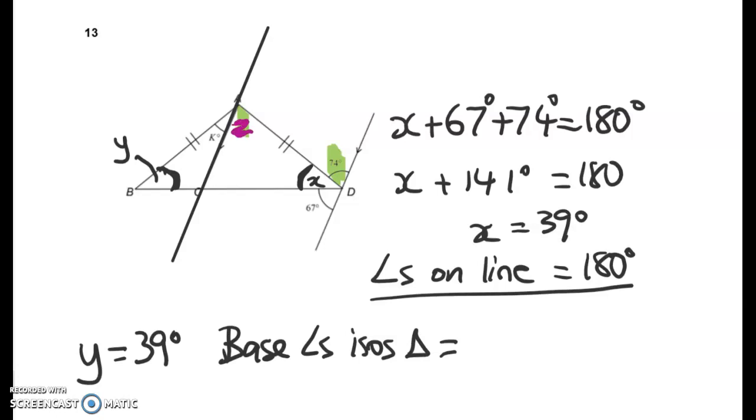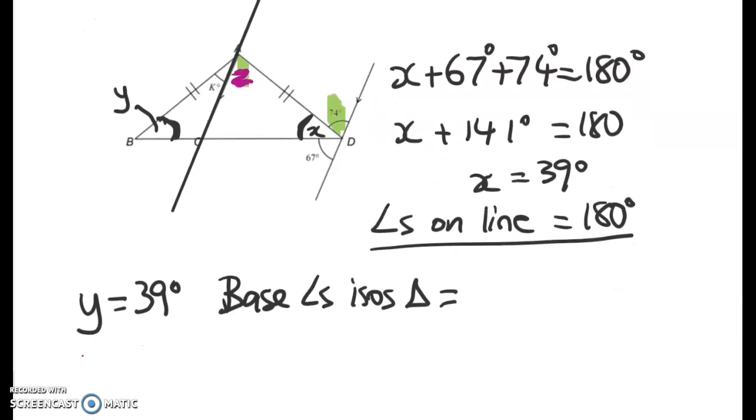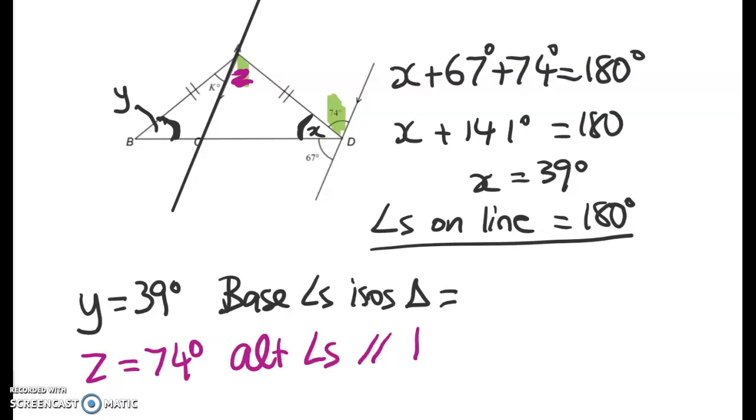It's a Z. Shaky writing. So Z is equal to 74 degrees because alternate angles around parallel lines are equal. Remember, we have to write the parallel lines bit because alternate angles aren't equal unless the lines are parallel. So Z is 74. Okay, what can I do now?